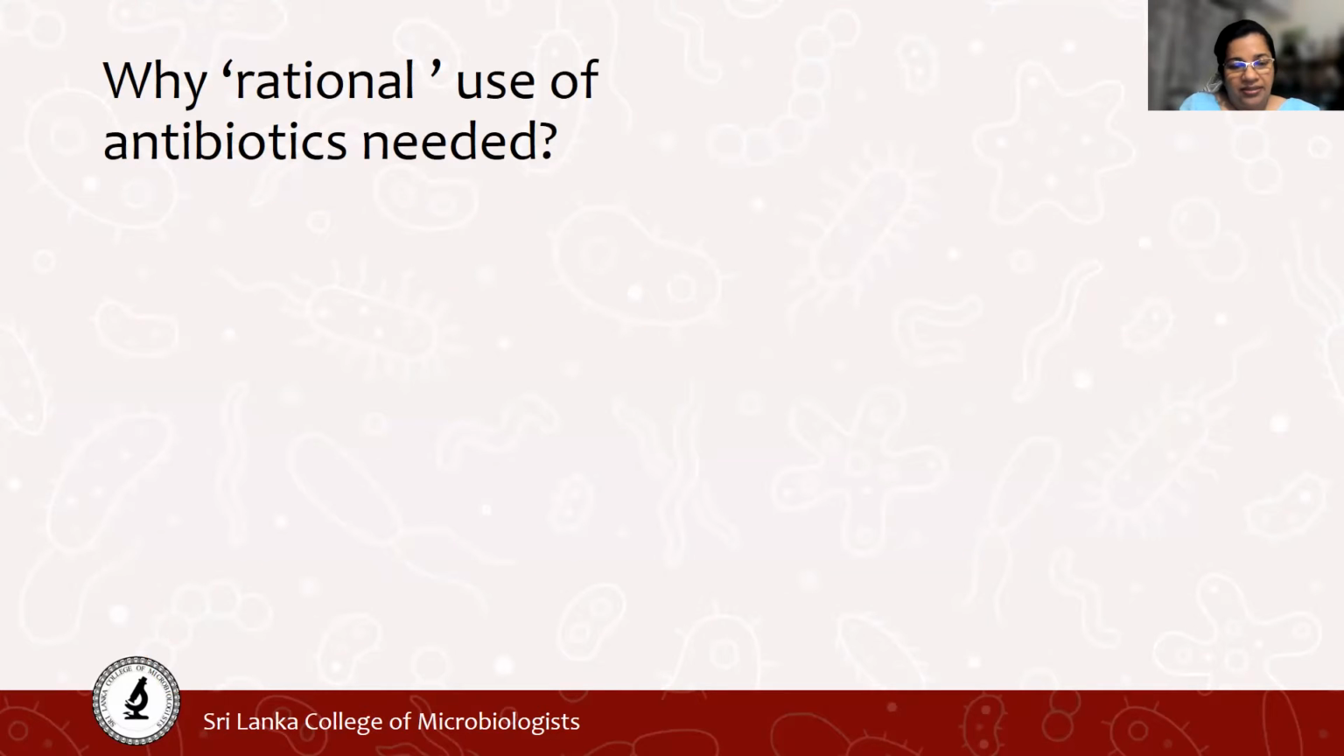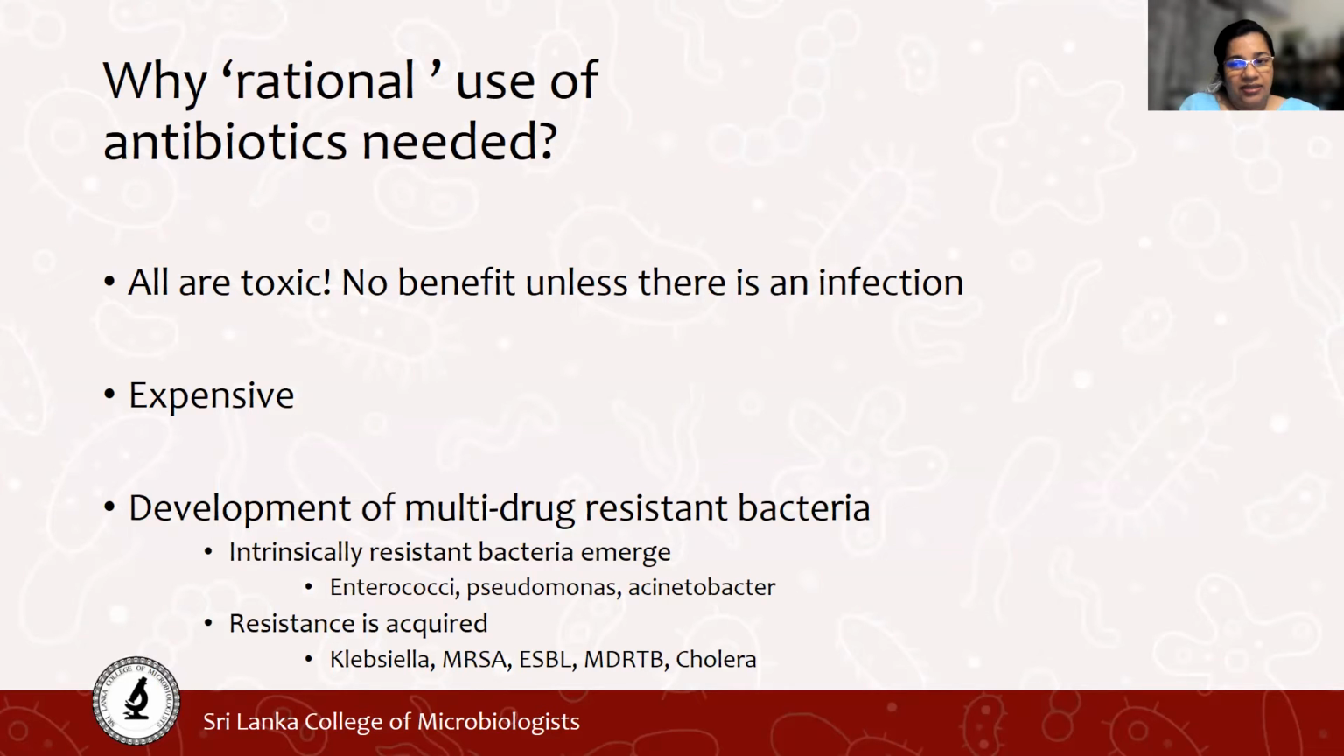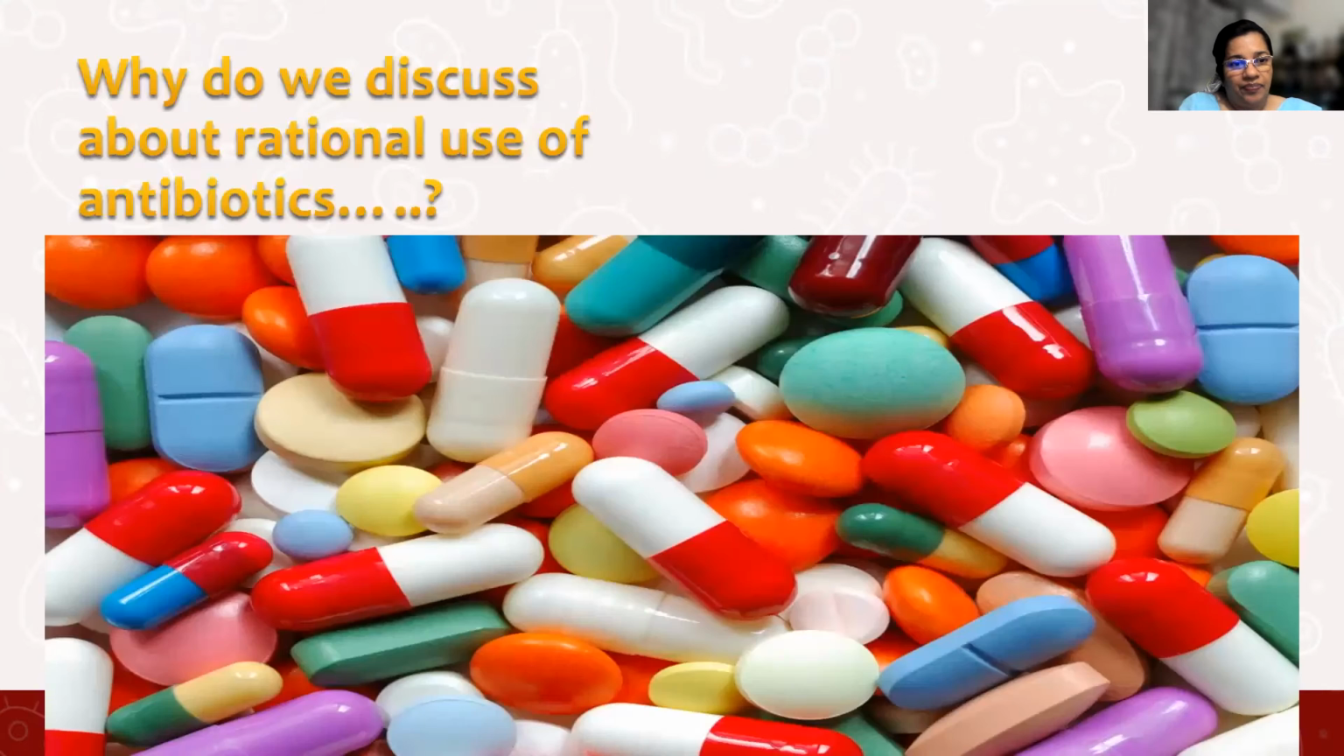Why is rational use of antibiotics needed? All are toxic. No benefit unless there is an infection. They are expensive. Development of multi-drug resistant bacteria by using antibiotics irrationally, because intrinsically resistant bacteria can emerge with the destruction of sensitive organisms, such as Enterococcus, Pseudomonas, Acinetobacter. And resistance can be acquired by some other organisms such as Klebsiella, MRSA, ESBL, multi-drug resistant TB, and cholera.